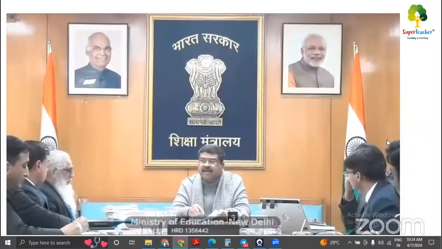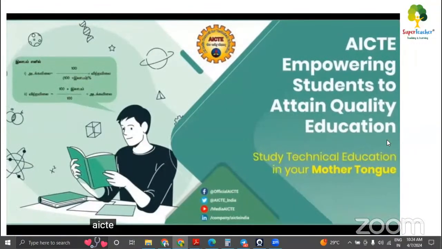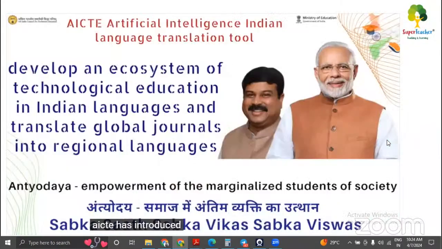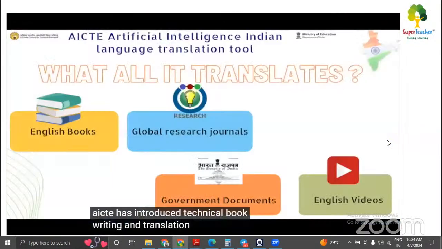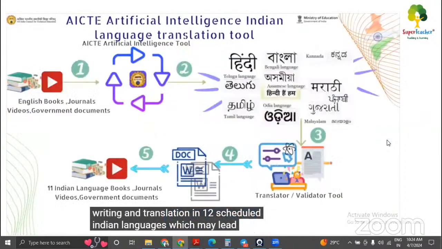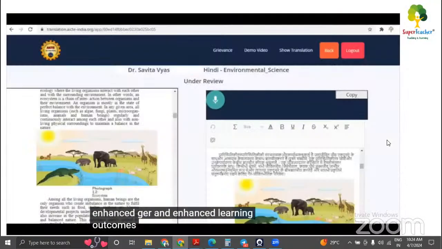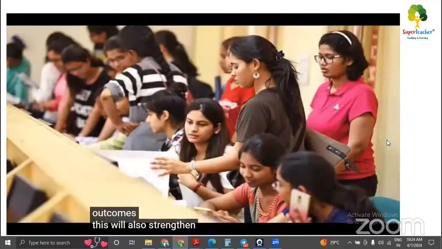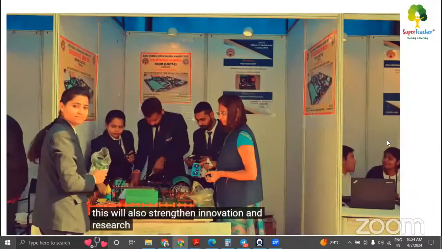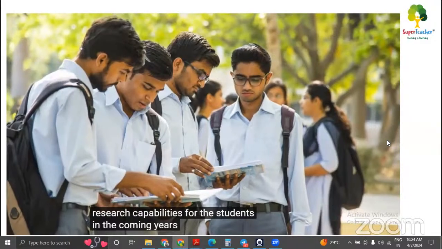AICTE has introduced technical book writing and translation in 12 scheduled Indian languages, which may lead to enhanced GER and enhanced learning outcomes. This will also strengthen innovation and research capabilities for the students in the coming years.